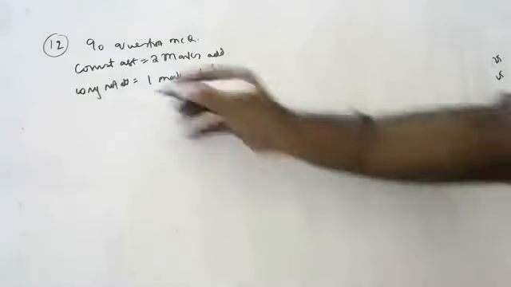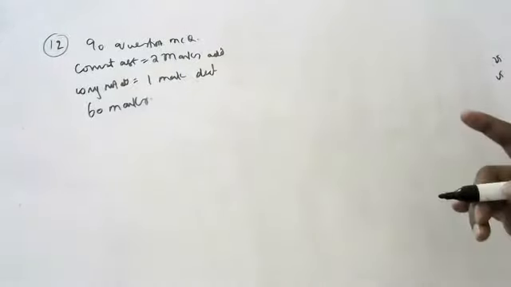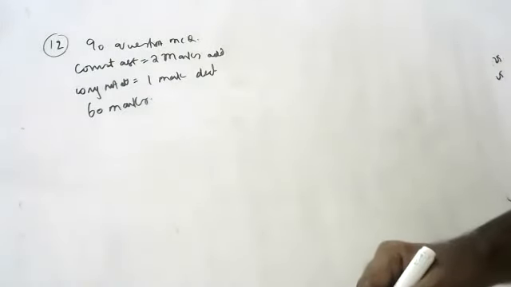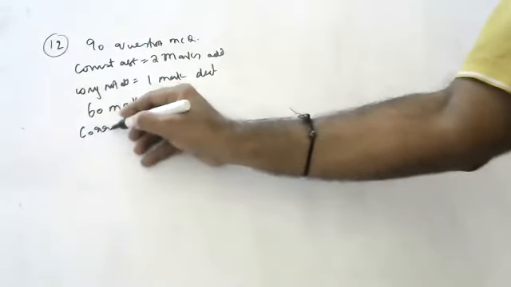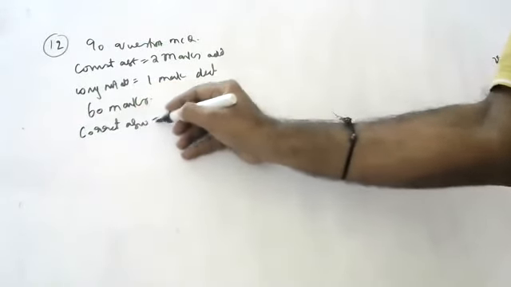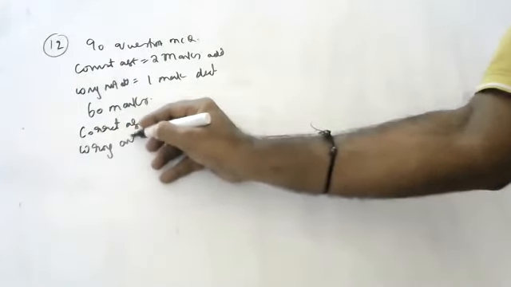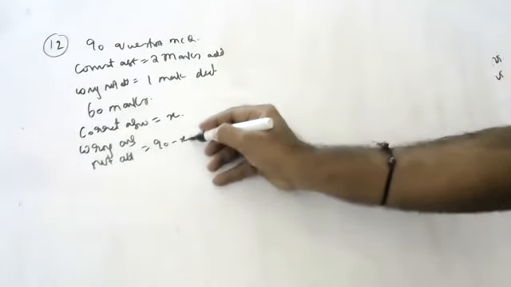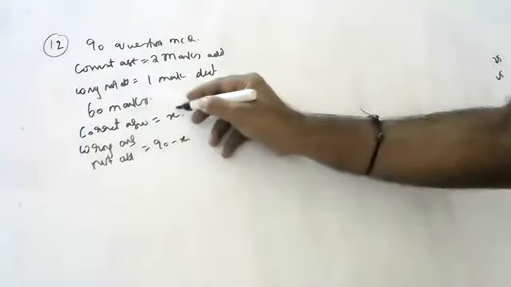If you get 60 marks, your total marks is 60. How many questions did you answer correctly? We can take the number of questions answered correctly as X. Wrong answered or not attempted is 90 minus X.